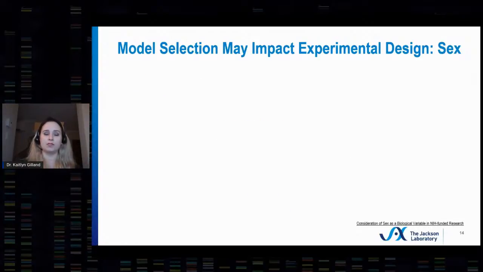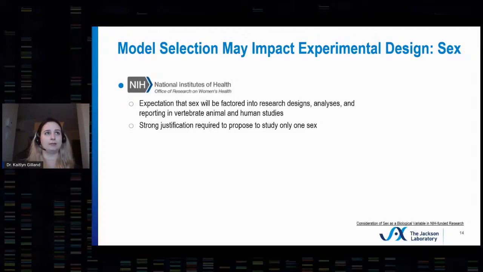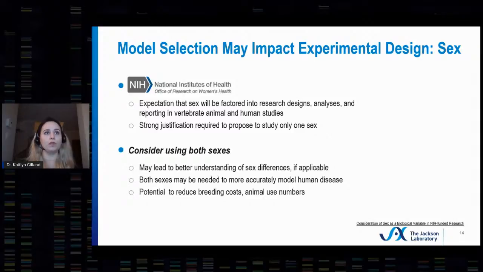So model selection, again, with regards to sex, you should really consider using both sexes. And in fact, now NIH grants require you to come up with strong justification if you're only going to use one sex. So I highly recommend that you really think about using both sexes, because you might lead to a better understanding of sex differences if that's applicable. You may not realize that there is going to be a sex difference.